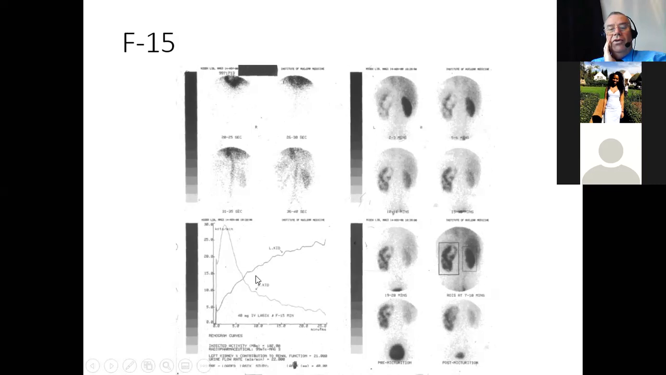And here on the left side, there's an increasing curve, and that's an obstructed kidney. So the use of furosemide really helps you to separate between a dilated collecting system and an obstructed collecting system.